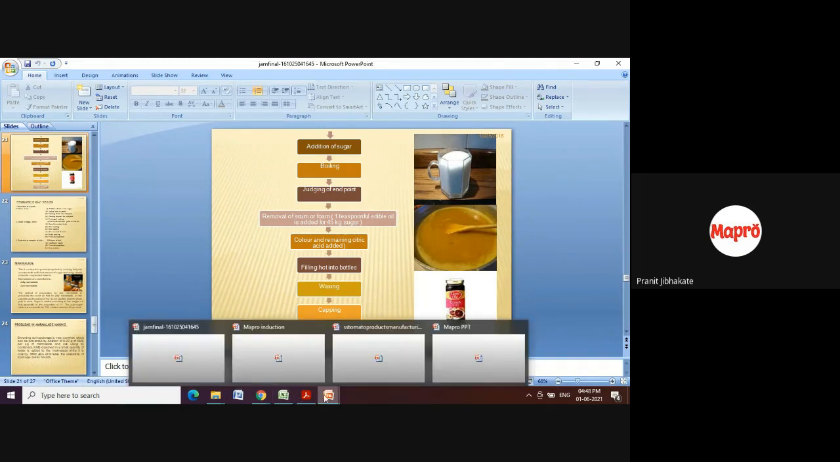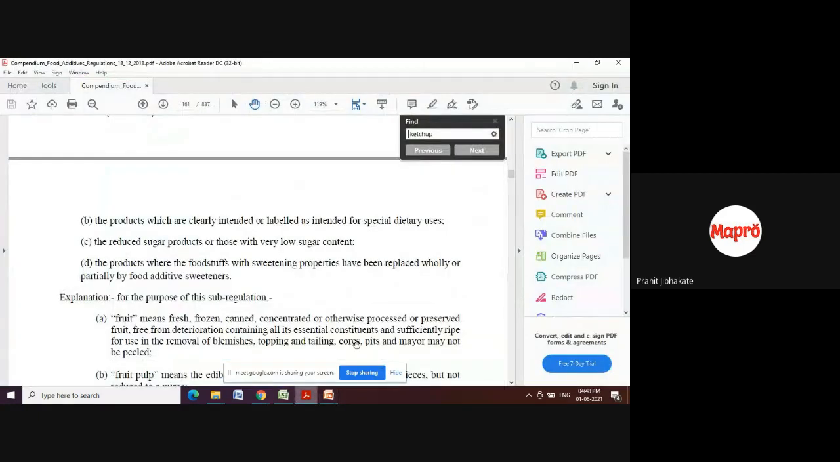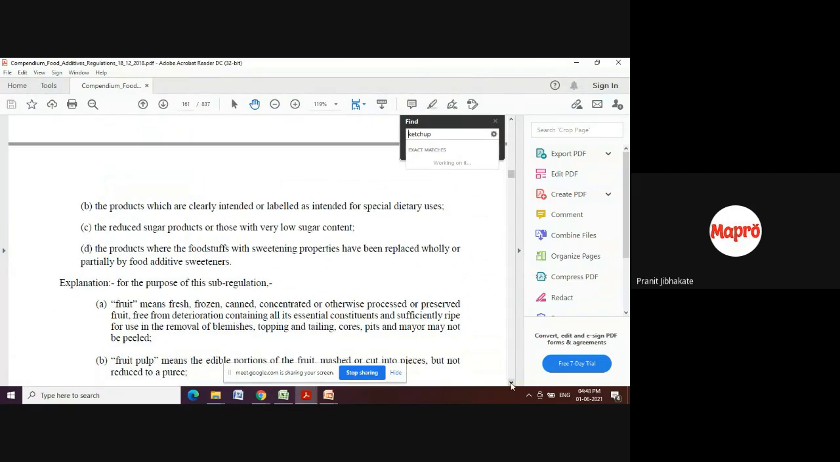So we move to ketchup now. FSSAI also has the standards for ketchup. Like for jam the TSS is 65, for ketchup the minimum TSS should be 25. So 25% Brix means 25% of sugars should be present.